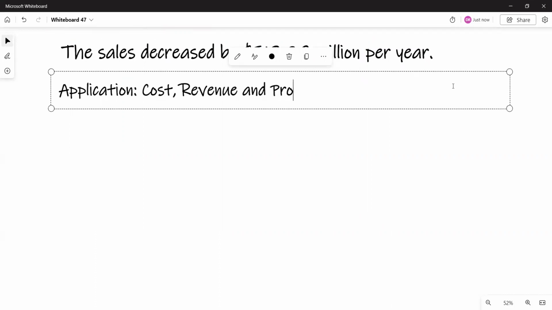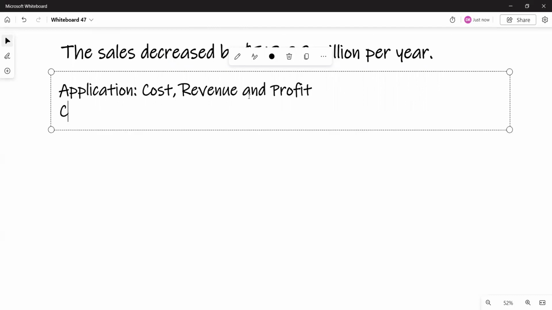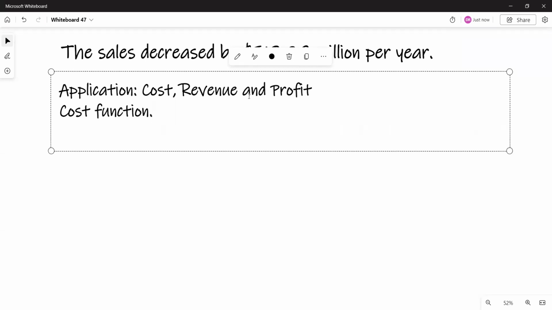Cost, revenue, and profit functions. Okay, so we have 3 functions. We have first the cost function. The cost function gives you the cost of producing X items. The cost function is going to be C of X equals MX plus B.